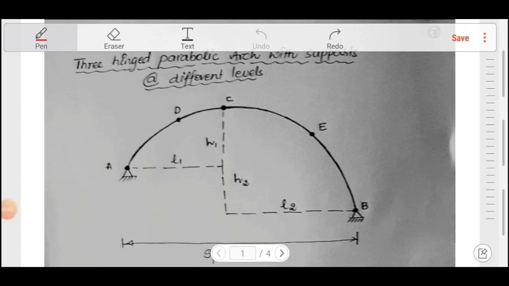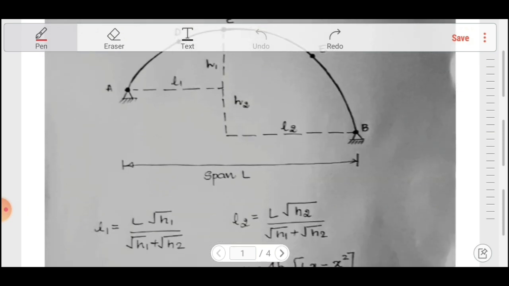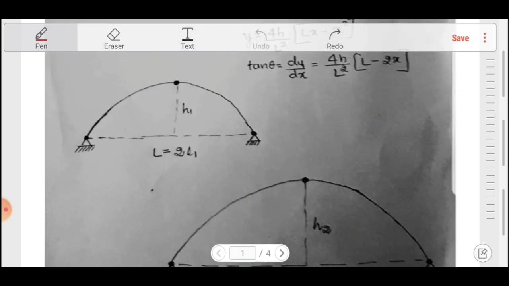Welcome to 3-hinged parabolic arch with supports at different levels. You can see the figure. In this figure, you can see support A and support B are at different levels. This is a combination of two arches. For example, you can see one is a smaller arch and this is the larger arch.